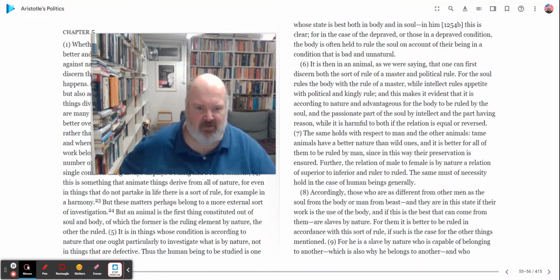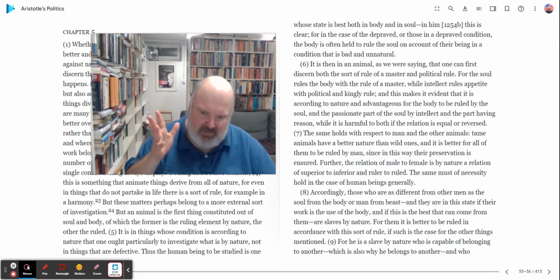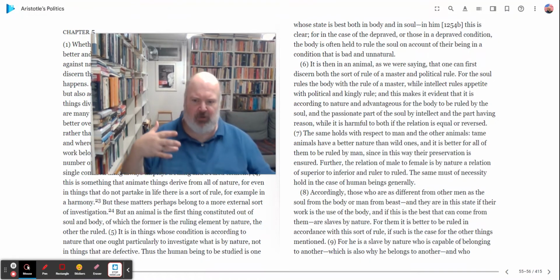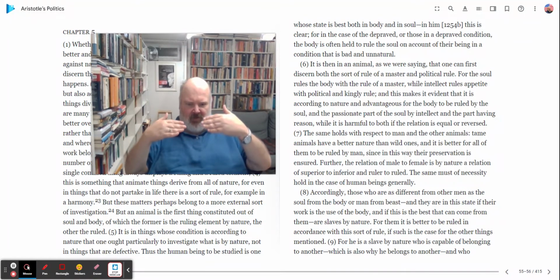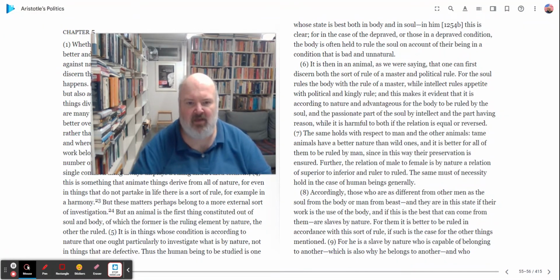It is then in an animal, as we were saying, that one can first discern both the rule of a master and political rule. So as we look at animals, we can see the origins of this. We can look at the connection between masterly, despotic rule and political rule. And he says, for the soul rules the body with the rule of a master, while the intellect rules the appetite with political and kingly rule.